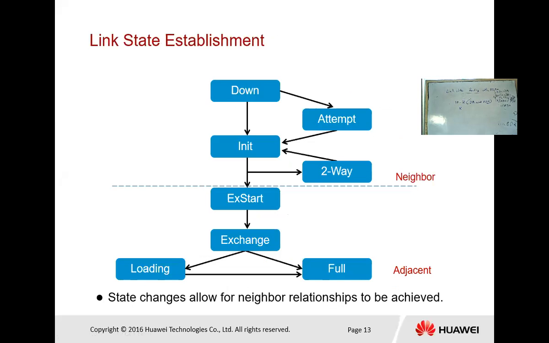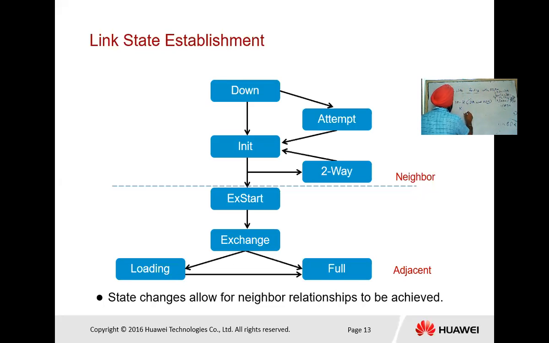Link state establishment. Initially the router is in the down state. So when we start the router, it is initially in the down state and sends hello messages at an interval of 10 seconds. Every 10 seconds they share a hello message with each other. What will the hello packet contain? It will contain the router ID and area ID.